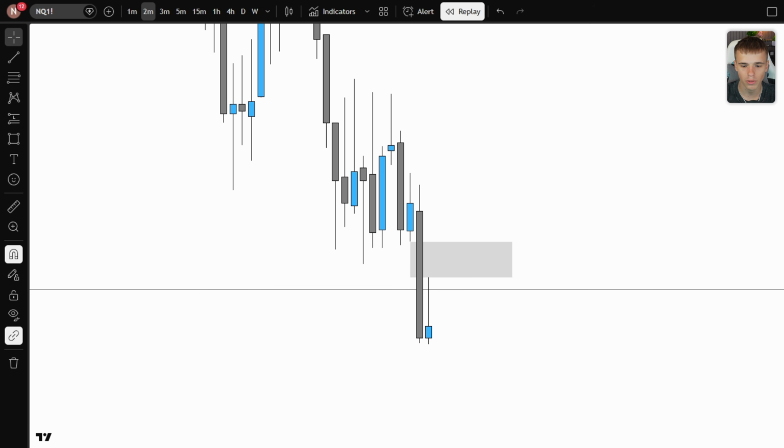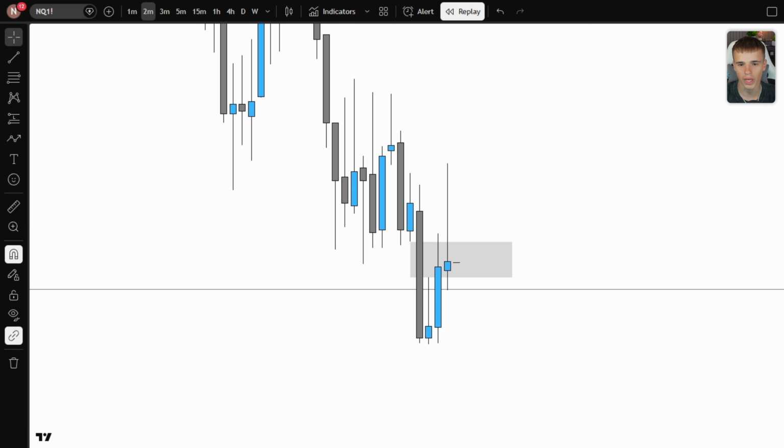Because these fair value gaps often like to respect the market and push the market, of course, in the direction that they were made. But if we manage to close above it and disrespect it, that means the market does not want to go down, but it actually wants to reverse. So it's really logical. So if we wait to see if there is going to be an inversion of this fair value gap, or a disrespect, so this right here was only the wick of the fair value gap, and you see that we basically did not close with the body above.